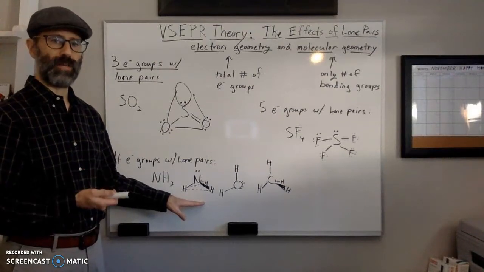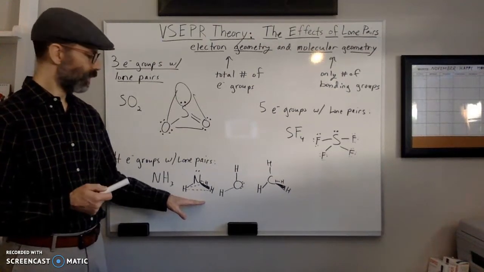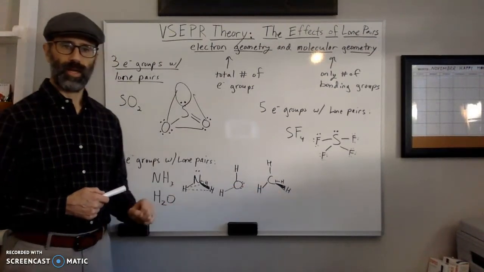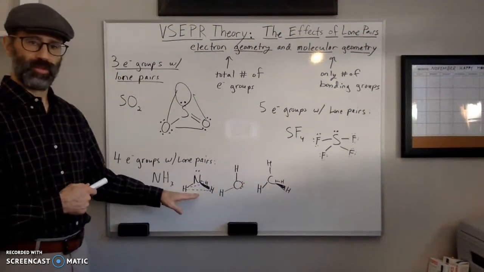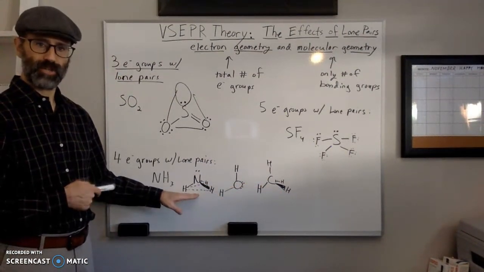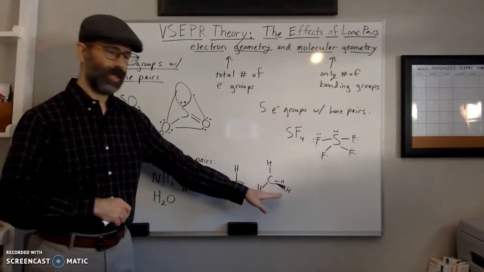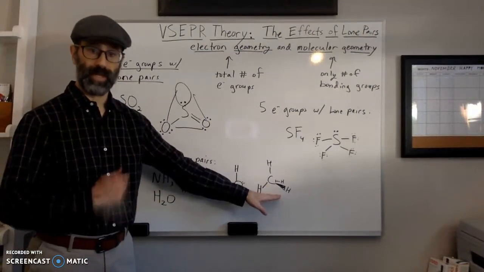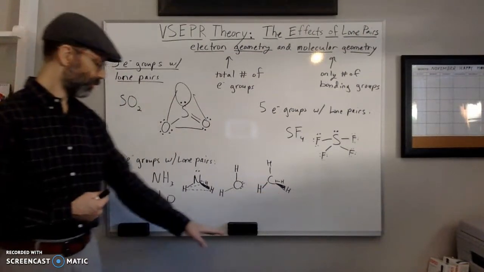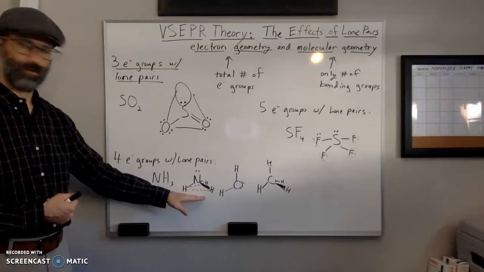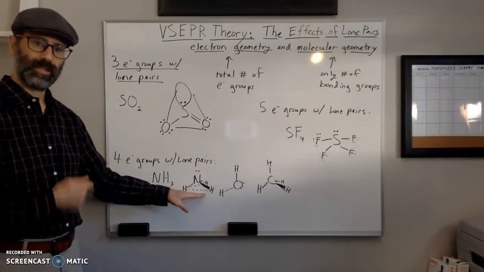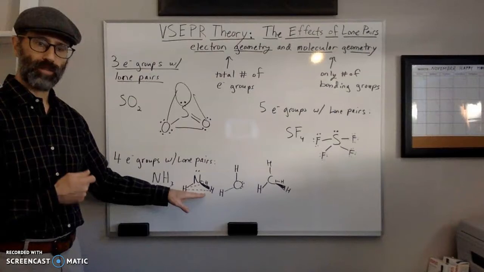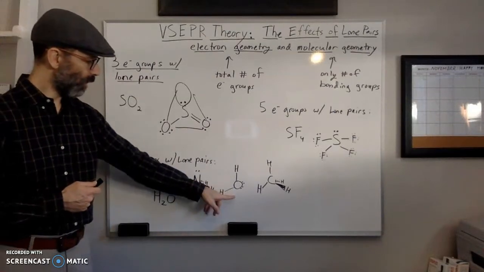The electron geometry is still tetrahedral, just like your methane. So this is tetrahedral electron geometry. This is tetrahedral electron geometry. The molecular geometry for methane is, again, tetrahedral. However, the molecular geometry for ammonia is not tetrahedral. It is trigonal pyramidal. Now, what about water?